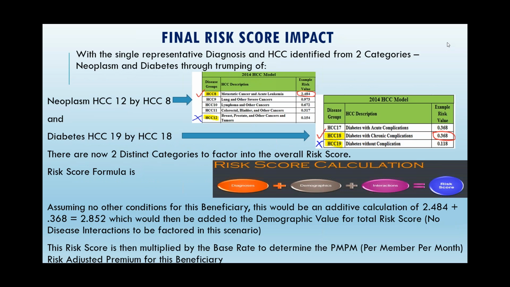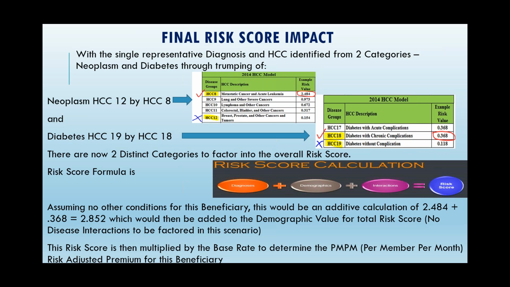What is the final risk score impact of this scenario? With the single representative diagnosis and HCC identified from two categories, that would be neoplasm and diabetes, through trumping of the neoplasm HCC 12 by HCC 8 and diabetes HCC 19 by HCC 18. Now we have two distinct categories to factor into the overall risk score. And just for review, the risk score formula is diagnoses, HCCs, plus demographics, plus interactions equals the overall risk score.